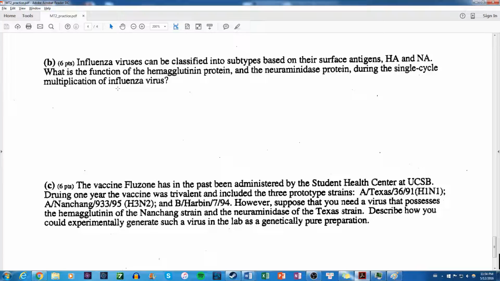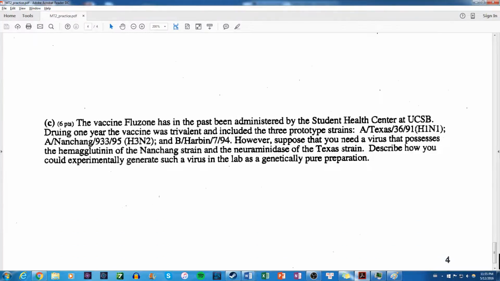And then NA, neuraminidase, is responsible for viral release, and it does this by, upon leaving the cell, the virus has to cut the bonds between a sialic acid and a hemagglutinin. So that's how you would answer that question.